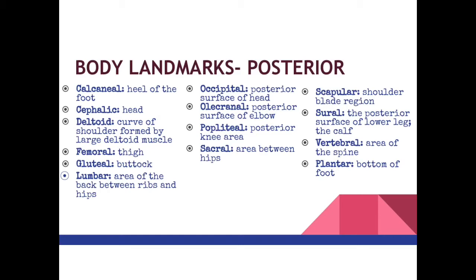Occipital, the posterior surface of the head. Olecranal, the posterior surface of the elbow. Popliteal, the posterior knee area. Sacral, the area between the hips, overlying or near the sacrum. Scapular, the shoulder blade region. Sural, the posterior surface of the lower leg, commonly referred to as the calf area. Vertebral, the area of the spine. And plantar, the bottom of the foot.